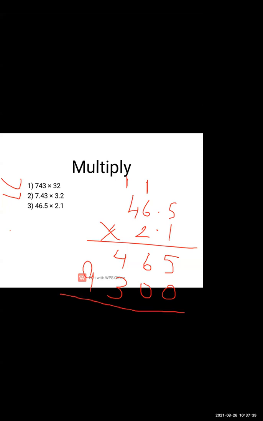After this, we will add it. Okay. We have to add it. 5 plus 0, 5. 6 plus 0. Yes, very good. Students are giving very nice answers. 4 plus 3. Yes, very good. 9 as it is because there is no number.